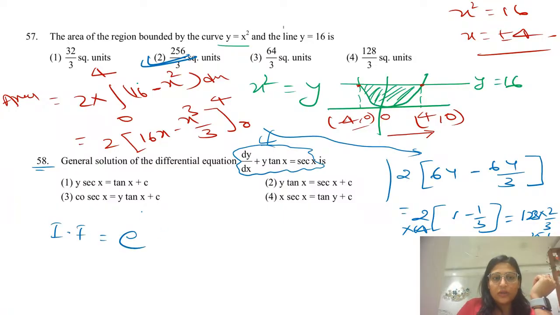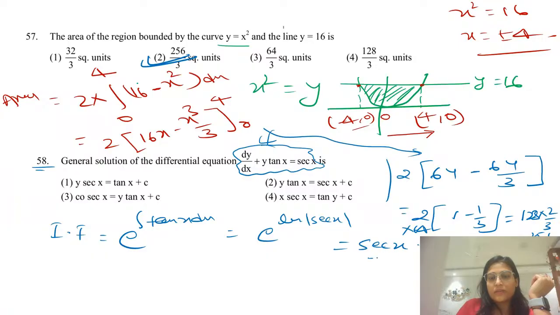It will be e to the power integration of tan x dx, because y into Px is equal to Qx. So e to the power ln mod of sec x. So it will be sec x. Okay, sec x. Now what is the solution?